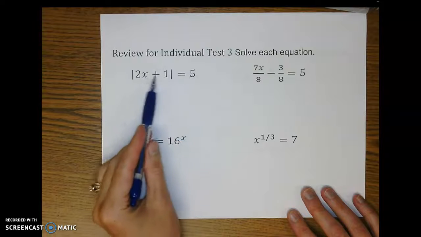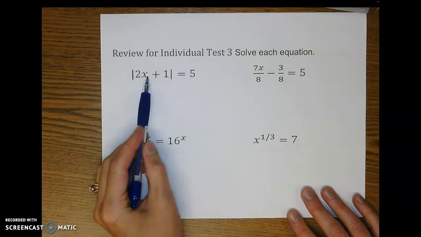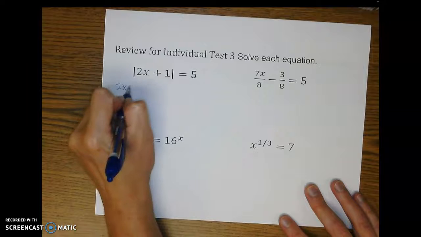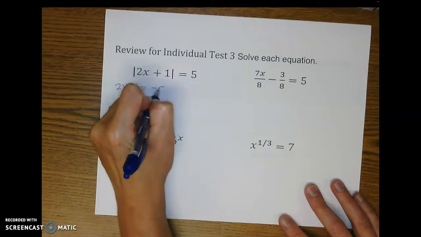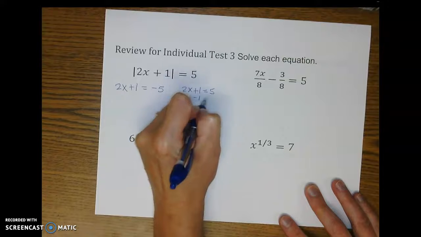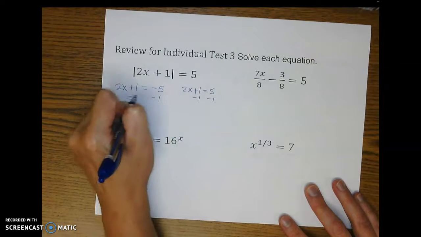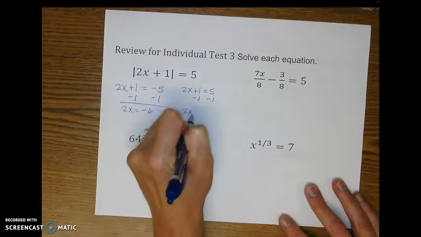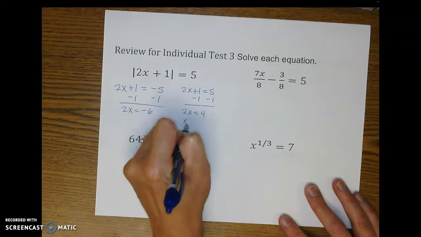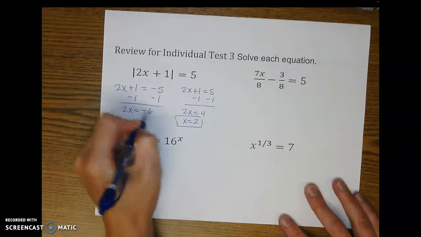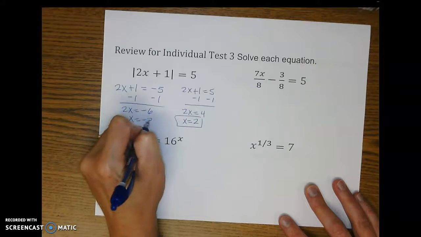So I need to find numbers that are going to work in here that will result in 5 units away from 0. I can turn this into two problems. 2x plus 1 equals negative 5, 2x plus 1 equals 5, and then just solve them. So x equals 2 and x equals negative 3.